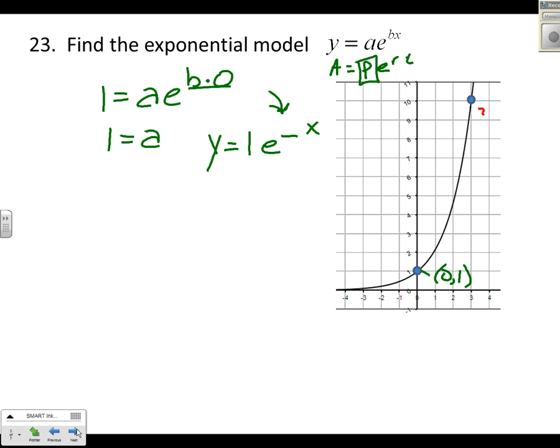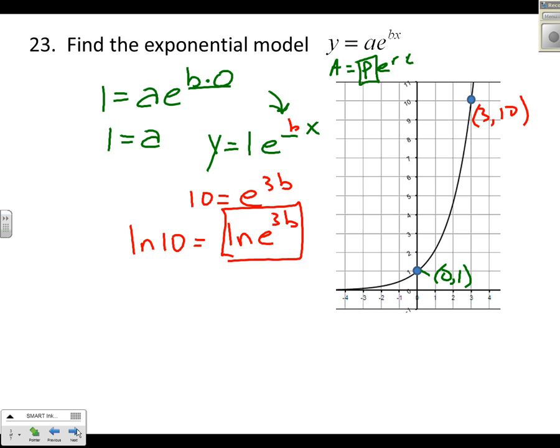But I have another point to work with here, 3, 10. So now I'm going to put those values into this formula, and I get y is 10 when x is 3. I just need to figure out what b is. When x is 3, we get 10 equals 1 times e to the 3b, or ln 10 equals ln e to the 3b. But this is the exponent that turns e into e to the 3b, so ln 10 is just 3b, and b is ln 10 on 3, all of it on 3.